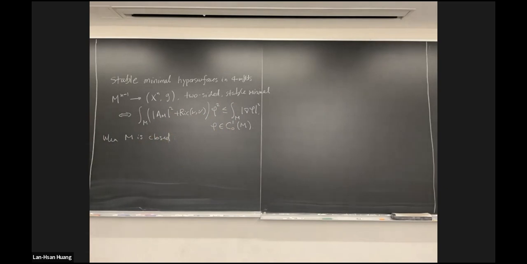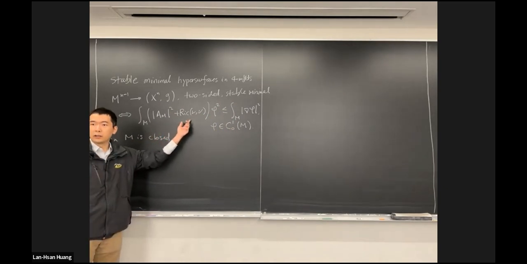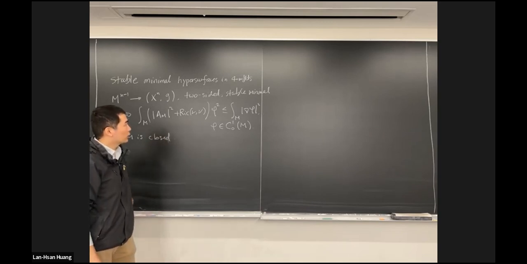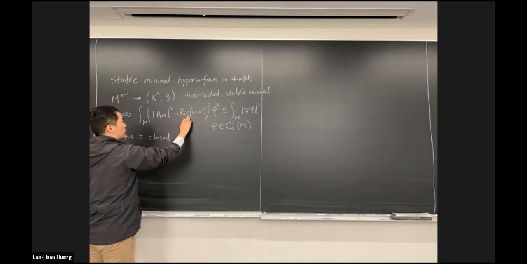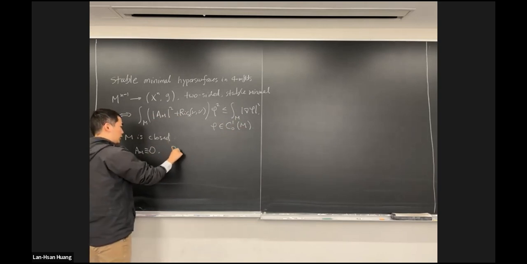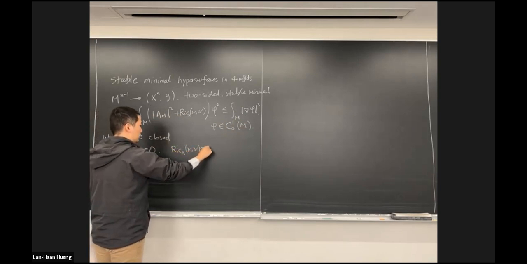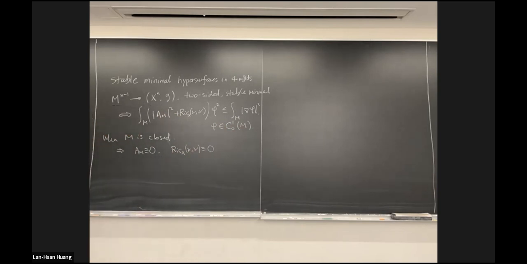In this case, you can take the constant function φ equal to 1 in this inequality, and by taking a constant function, the left-hand side is 0. So this tells us that A_M is identically 0, namely the surface is totally geodesic, and the ambient Ricci curvature in the ν direction vanishes, under the assumption that Ricci is non-negative. This is an observation that dates back to at least James Simons, for instance.